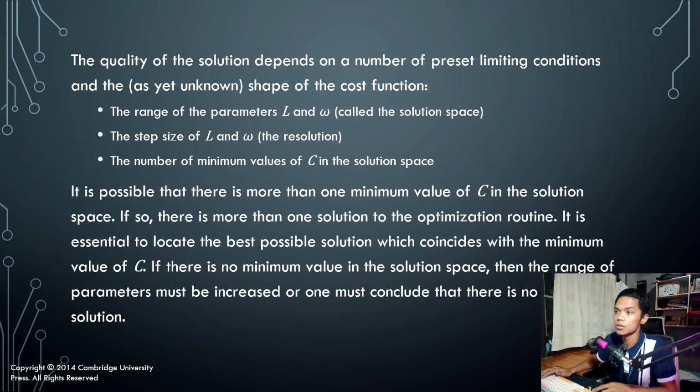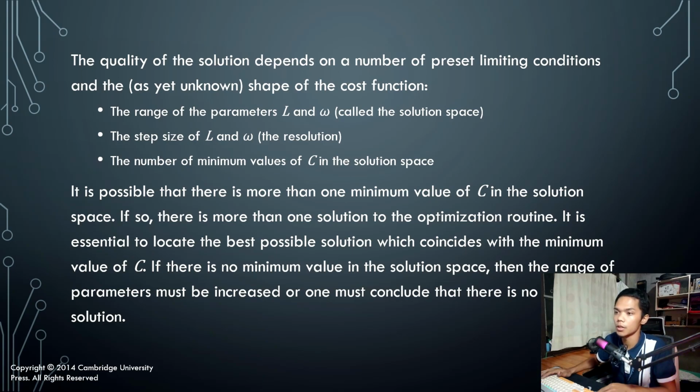The quality of the solution depends on a number of preset limiting conditions and the as yet unknown shape of the cost function. So here are the three differences. The range of the parameters L and omega, which is called the solution space. The step size of L and omega, which is the resolution. And the number of minimum values of c in the solution space.